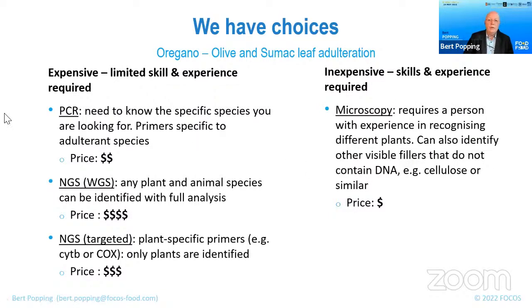And then, who would have thought of that? You might even go for a very cheap method. Because if you have a person that is experienced in microscopy, he may be able to identify under a microscope, for very little money, the leaves from olive and from sumac. So this is why I say look very closely at the different options that you have in terms of analytical tools before making the decision. So if you have unlimited resources, you may go for next generation sequencing. If you know what you're looking for, you may go for PCR.